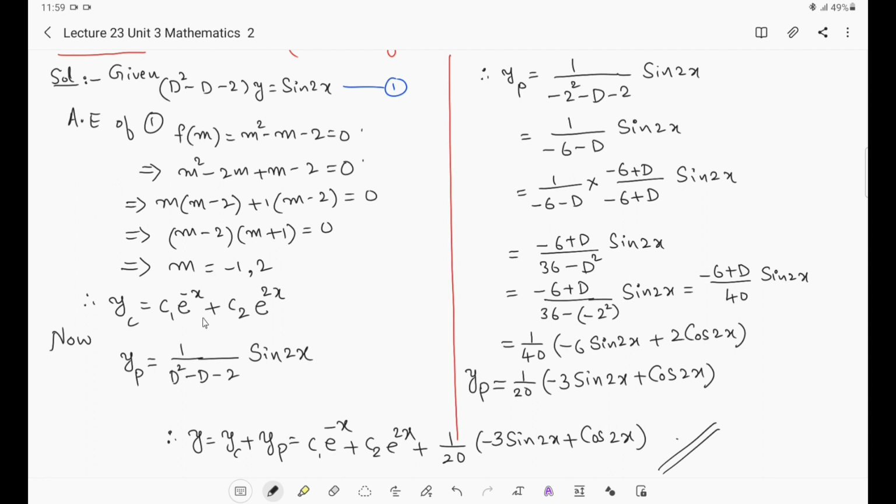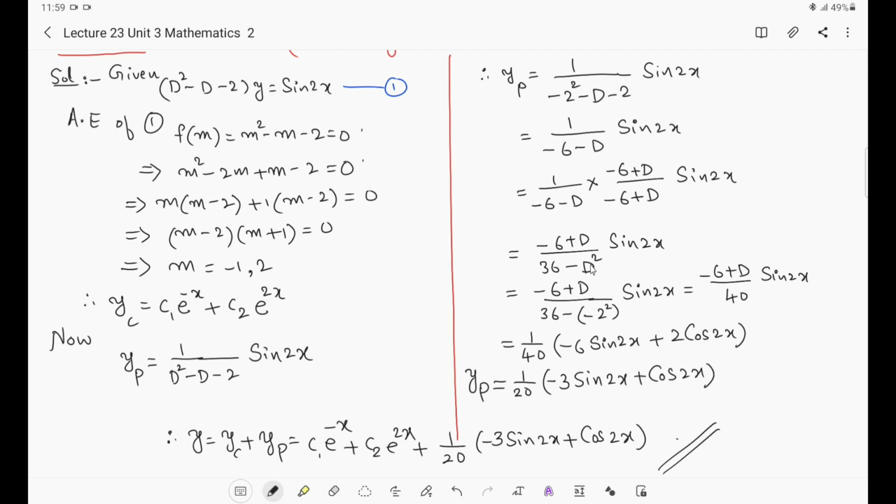What is the procedure? First we have to find the complementary function by writing the auxiliary equation and finding the roots. Then we have to consider the particular integral. If the right hand side function is sin(ax+b), that is sin 2x, sin 3x, sin 4x, or cos 2x, cos 3x, cos 4x, D square should be replaced with minus a square. Then we have to rationalize to get D square. So, this is the procedure we have to follow, right.